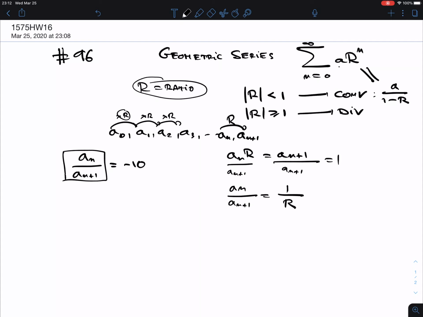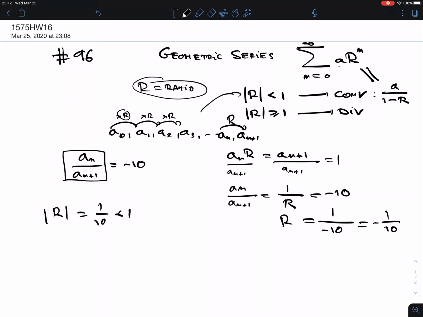So what this means is that if this is minus 10, what is r? Well, now you have to cross multiply. r is actually 1 over minus 10, or rather, minus 1/10. Okay? So that's the thing that you had to figure out here. Now, of course, once you figure it out, you just look at what it says here. The absolute value of r is now 1/10. That's less than 1, so we get convergence.